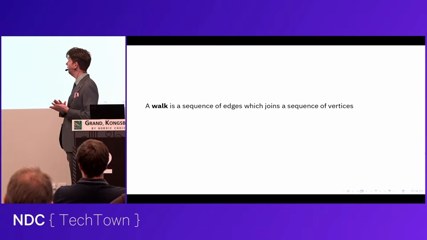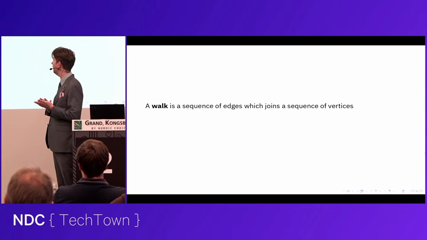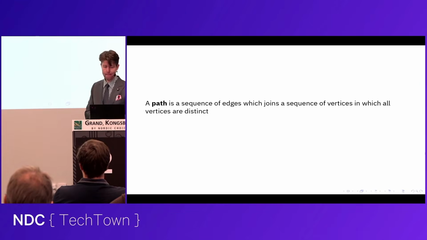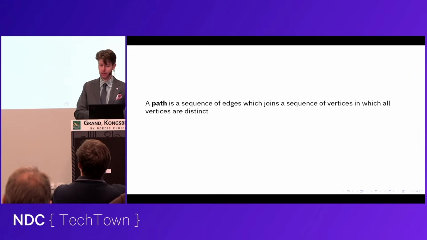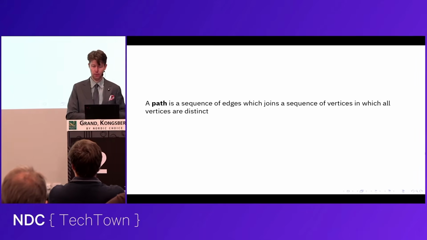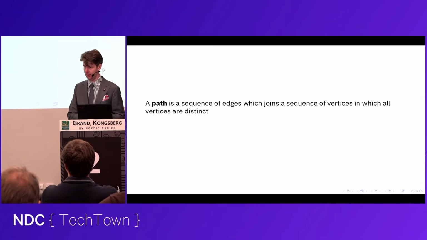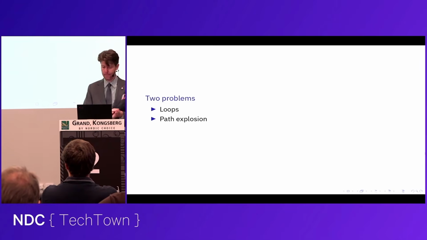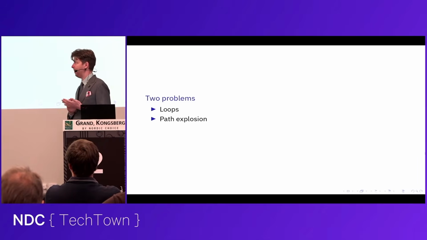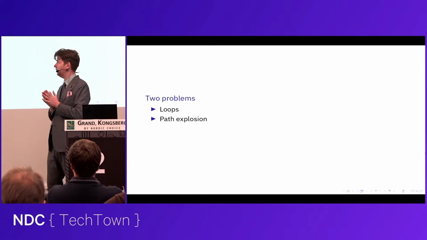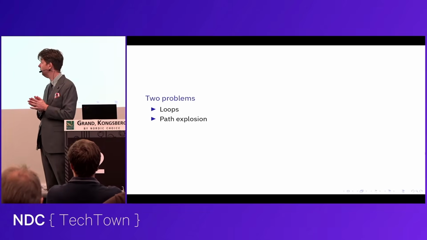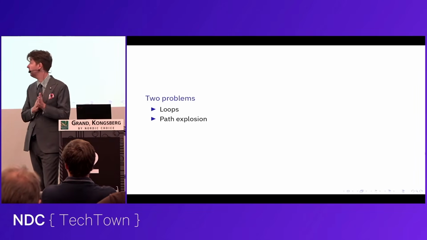By definition, a walk is a sequence of edges which joins a sequence of vertices. And a path is a sequence of edges which joins a sequence of vertices in which all the vertices are distinct. Paths provide us with 2 problems. You have loops, and you have the path explosion problem.